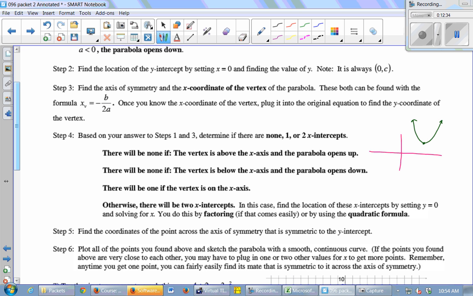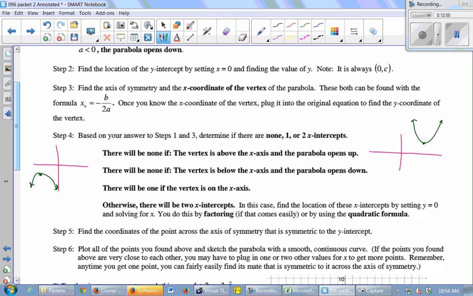Okay. All right. What if, similar example here, what if your vertex is below the x-axis and your graph opens down? Any x-intercepts? Nope, none. All right.